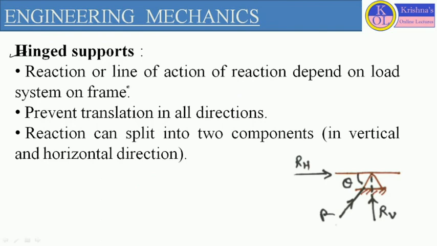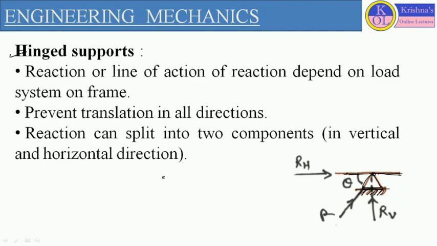Hinge support is this kind of support. You can see we are considering one hinge which is supporting the truss. Here this hinge is placed between the fixed horizontal surface and the frame. So this line is representing the truss or frame, and this particular hinge is fixed with the horizontal fixed surface. So basically this hinge support is preventing translation in all directions.